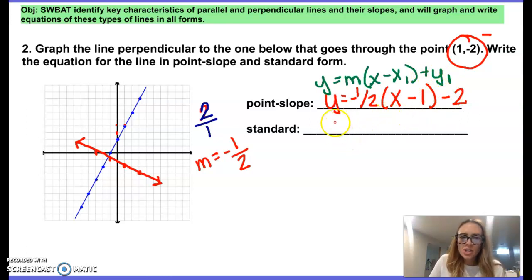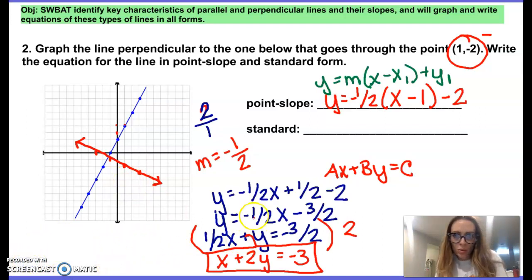Now, we need to change that to standard form. Standard form, you can manipulate this guy, but standard form is going to be ax plus by equals c. You can manipulate this guy, but we can also try to figure it out using our intercepts. I'm just going to manipulate this one algebraically. Okay, so I'll pause and you guys can try and put it in that form and then come back and check for answers.